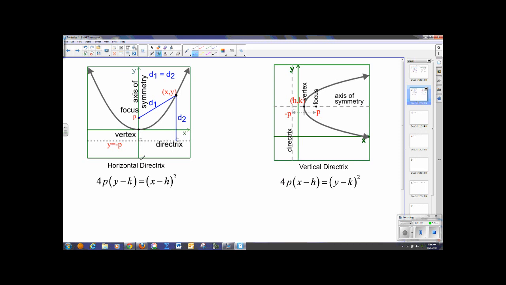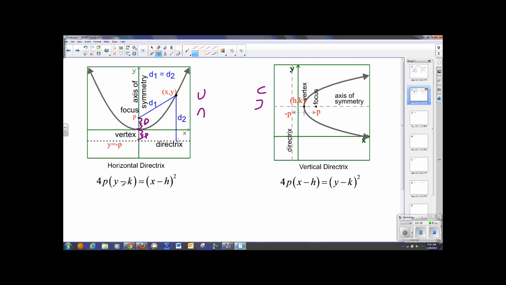So if we have a vertical line of symmetry or a vertical parabola, all right, and we know, once again, we could have up or down in this case, whereas this one over here we could have opening right or left. Our equations are as follows. We have 4p. Well, what the heck's p? P is actually the distance from the vertex to the focus, which is also the distance from the vertex to the directrix. So 4p times (y minus k) equals (x minus h) quantity squared.